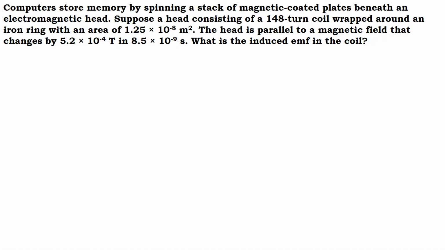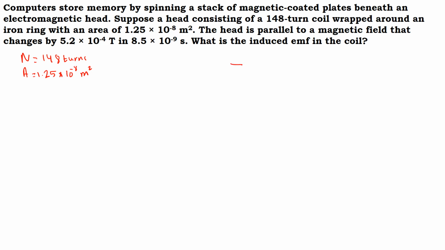Computers store memory by spinning a stack of magnetic coated plates beneath an electromagnetic head. Suppose a head consisting of a 148 turn coil. So the number of turns is 148 turns, wrapped around an iron ring with an area. The area of the ring is 1.25 times 10 to the power of negative 8 square meters.